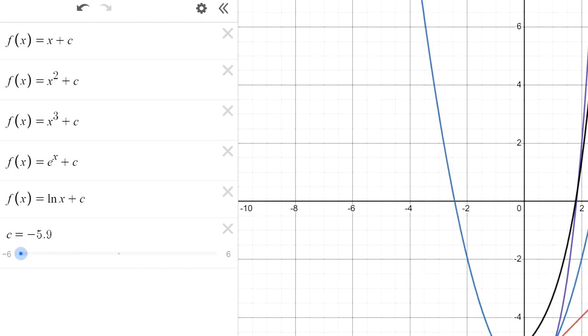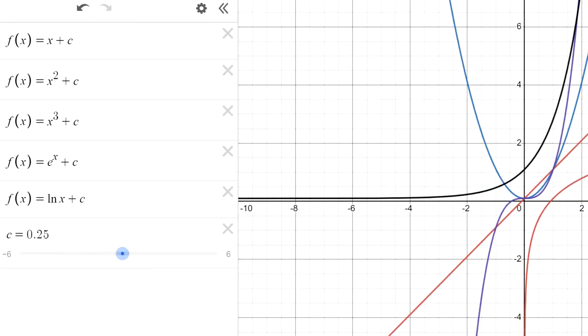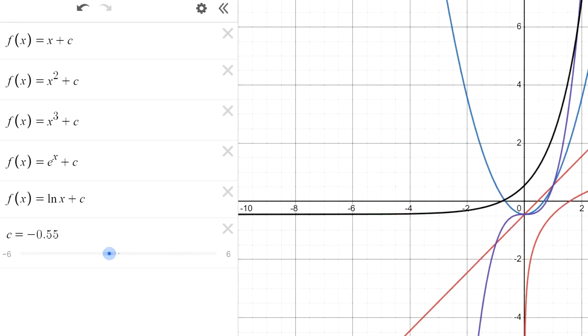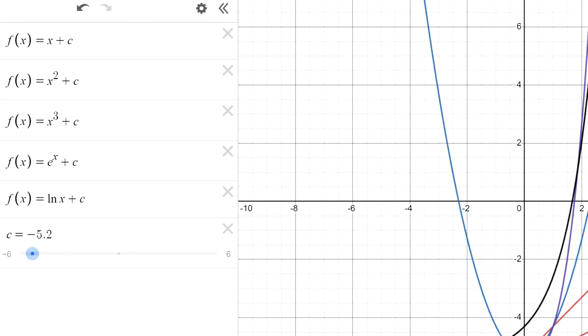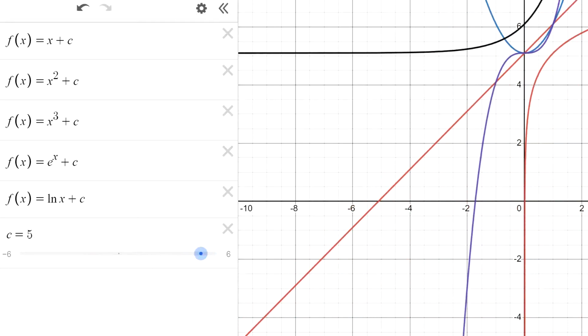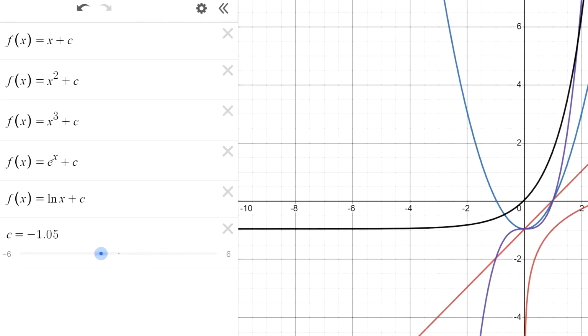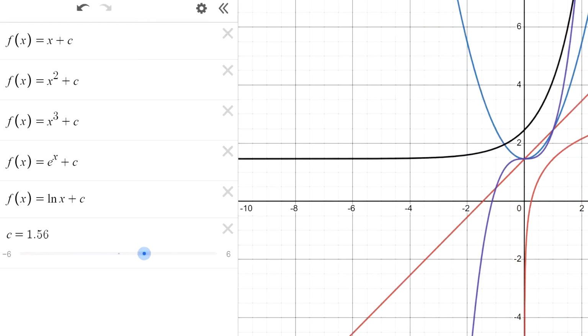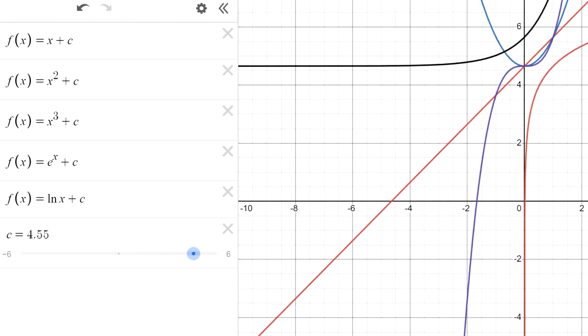As you can see, as c is increasing, the graphs of the functions are going up the y-axis. As c decreases, the graphs of the functions go down the y-axis. Therefore, we can conclude that c controls the vertical translation of the functions.